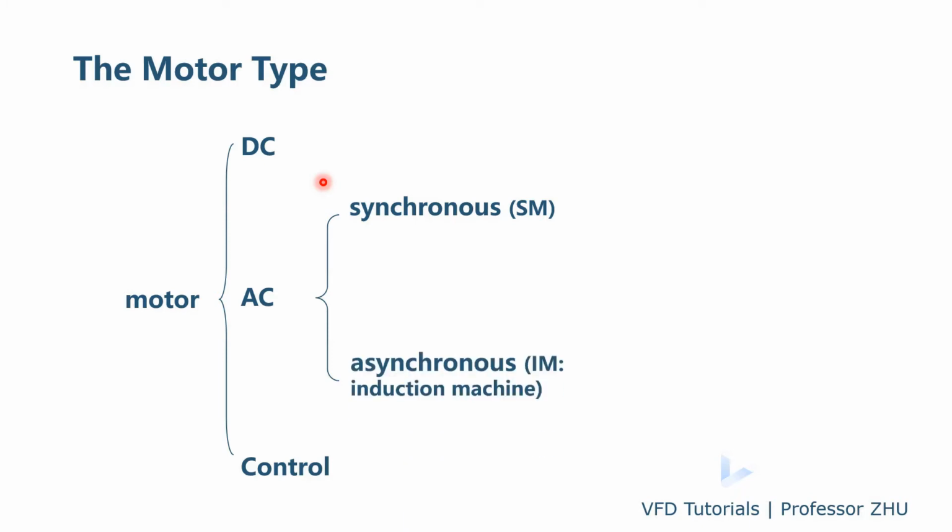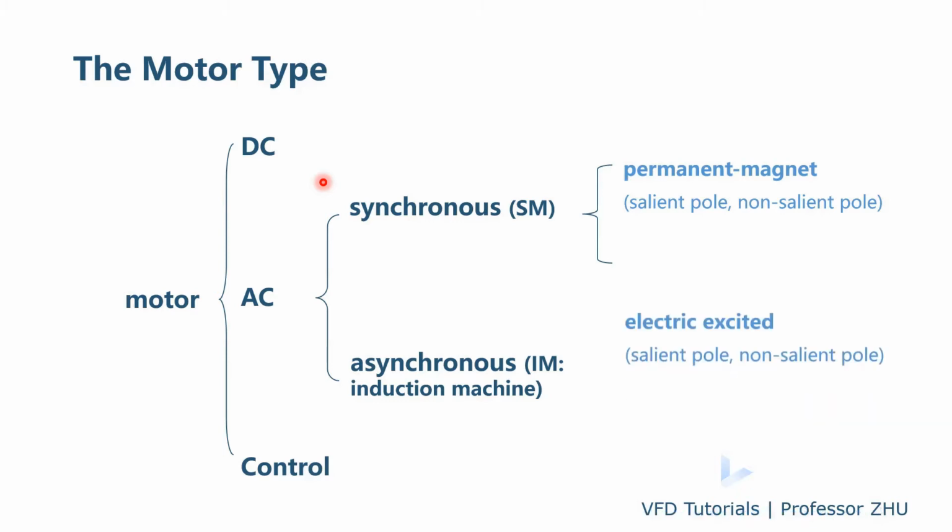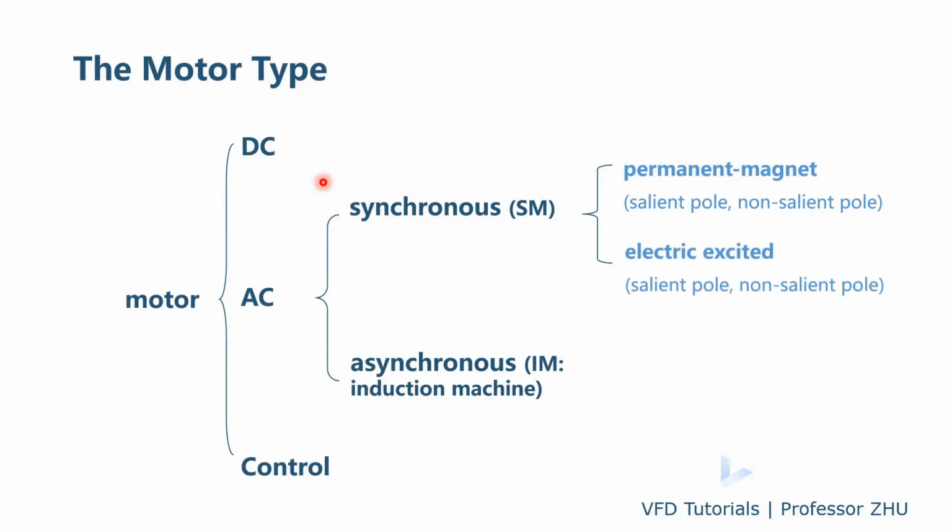Second one is an asynchronous motor, or induction motor. And for synchronous motor, we have a permanent magnet and also electrically excited. Both of them have salient pole and non-salient pole. For induction motor, we have a squirrel cage induction motor, which is widely used today. And also we have a wound rotor motor.